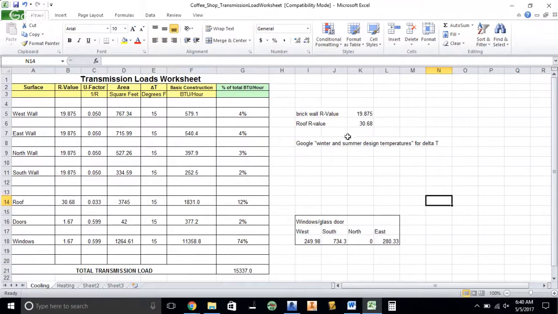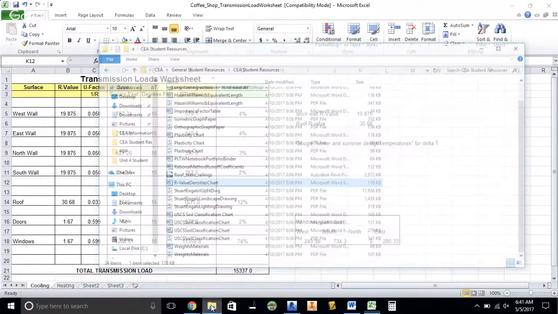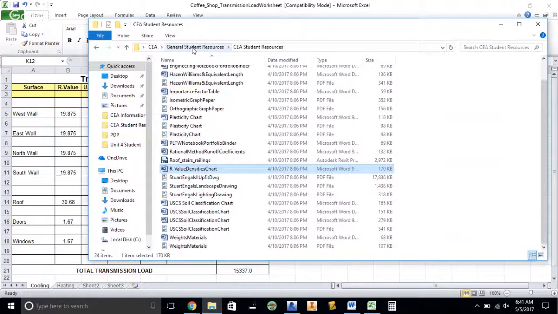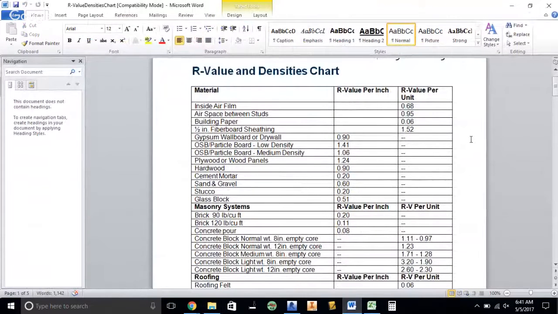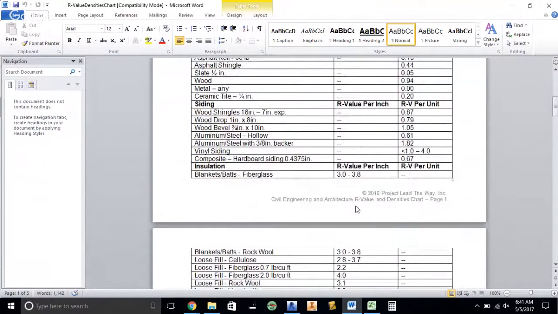Okay, so let's get into where we get the other information in order to get our BTUs per hour. BTUs per hour is simply the multiplication of the U factor, the area in square feet, and the delta T. So we need to talk about where we get this U factor and where we get the area. U factor is simply 1 over the R value, and the R value we can find if you go to your general student resources within projectleadtheway.org and CEA student resources. You're going to find an R value densities chart. This chart is going to tell you the R value either per inch or per unit for all the building materials that you're going to see inside of Revit.